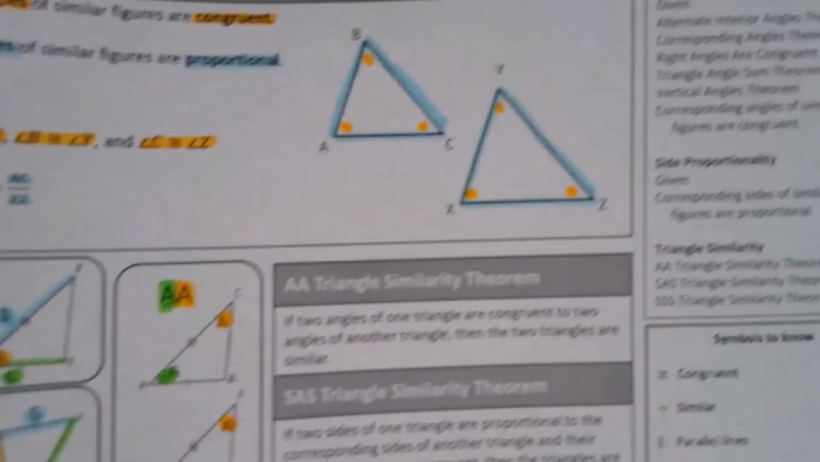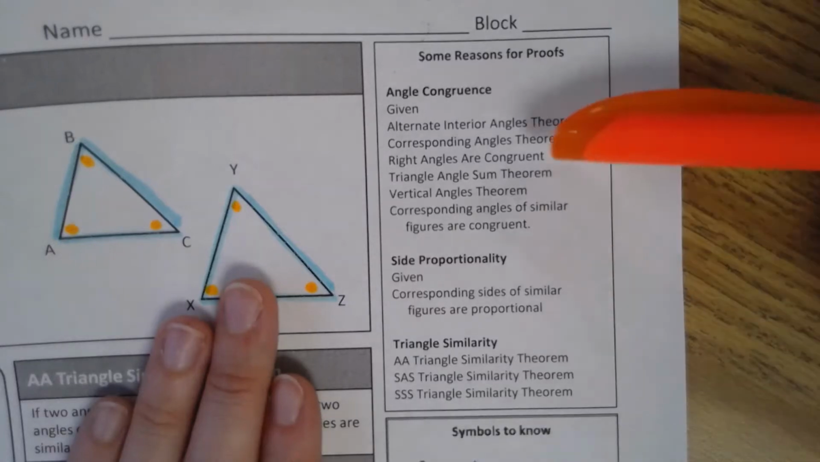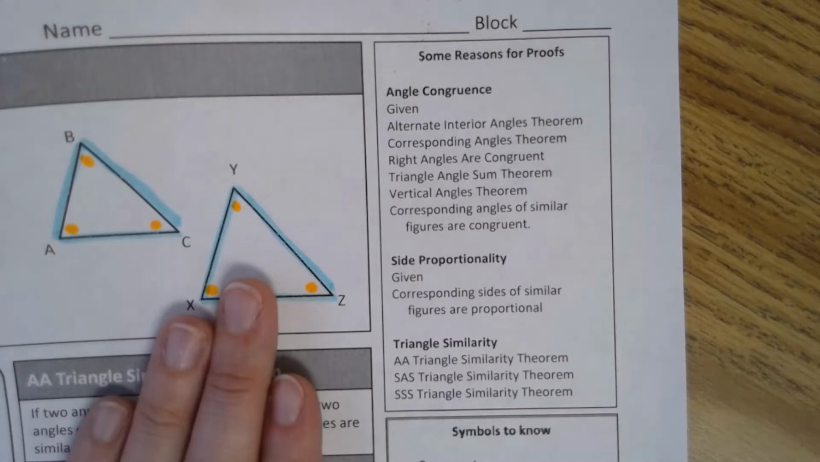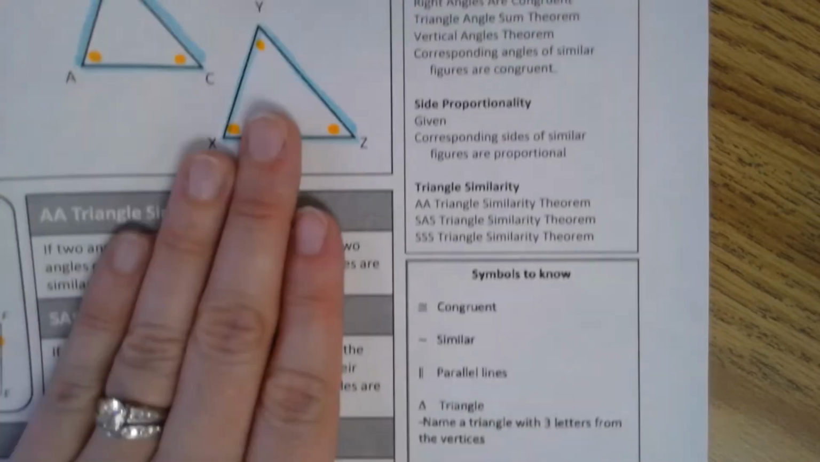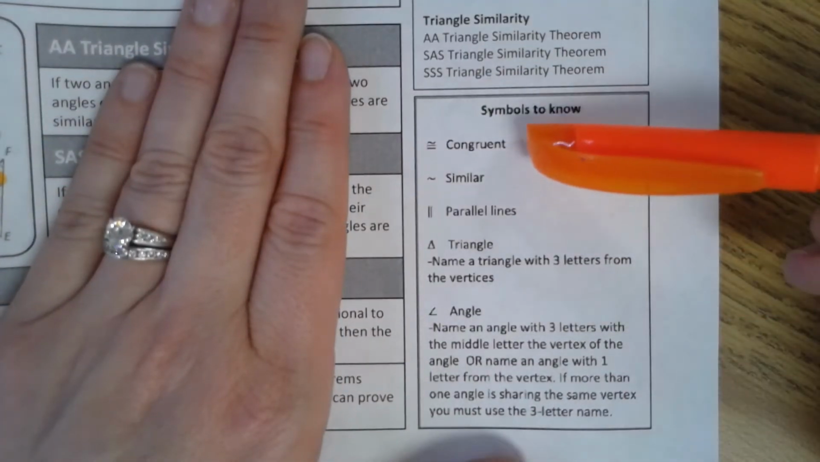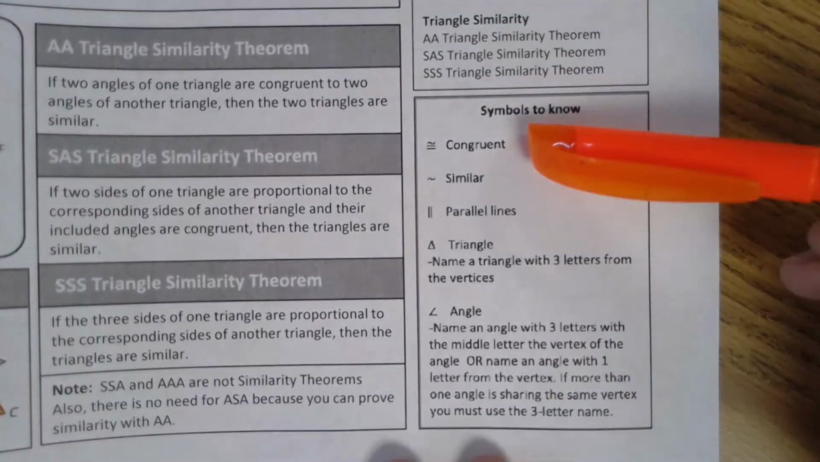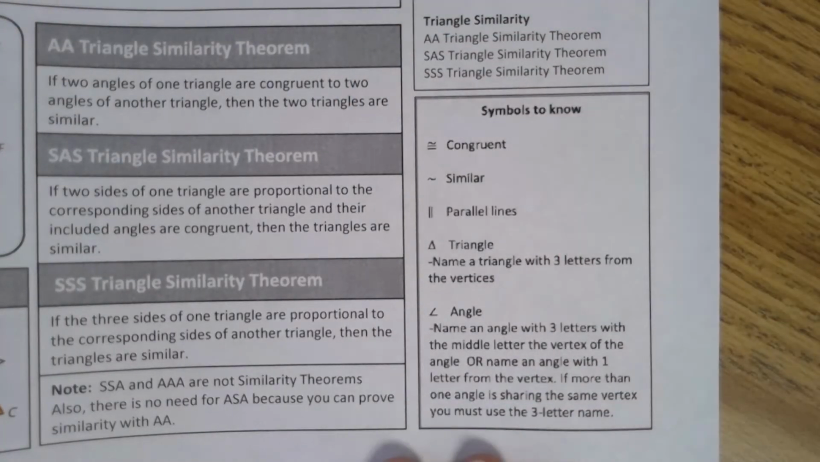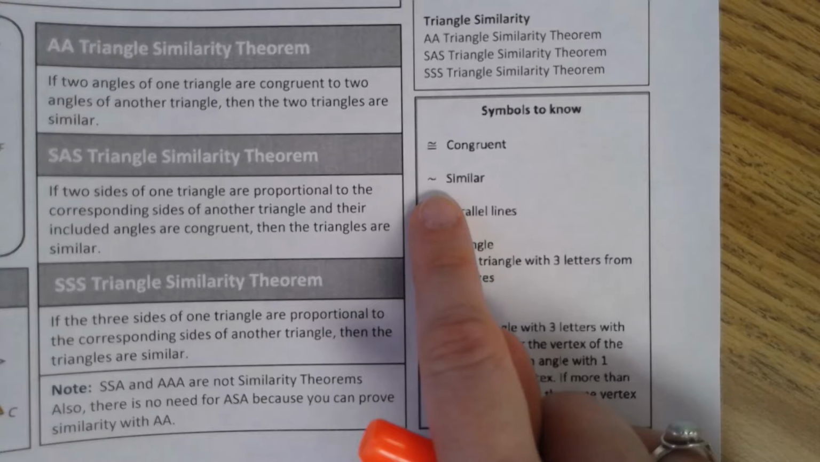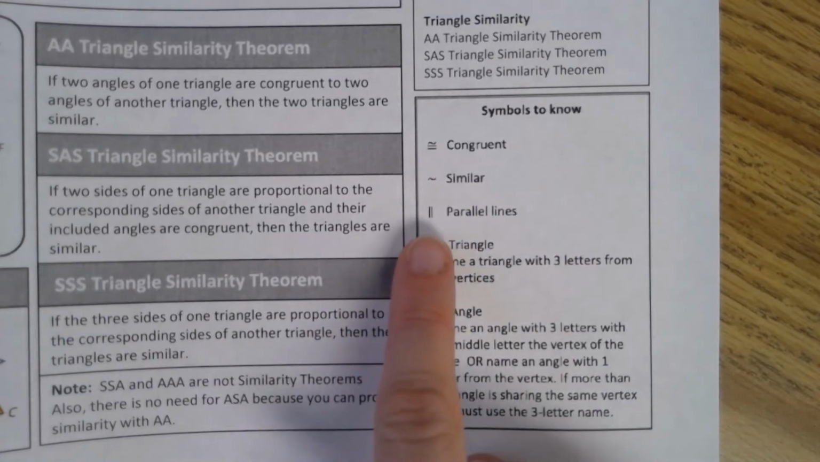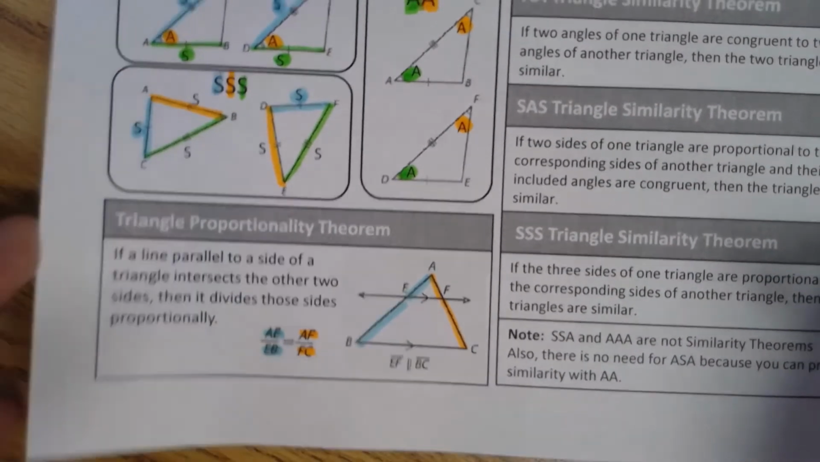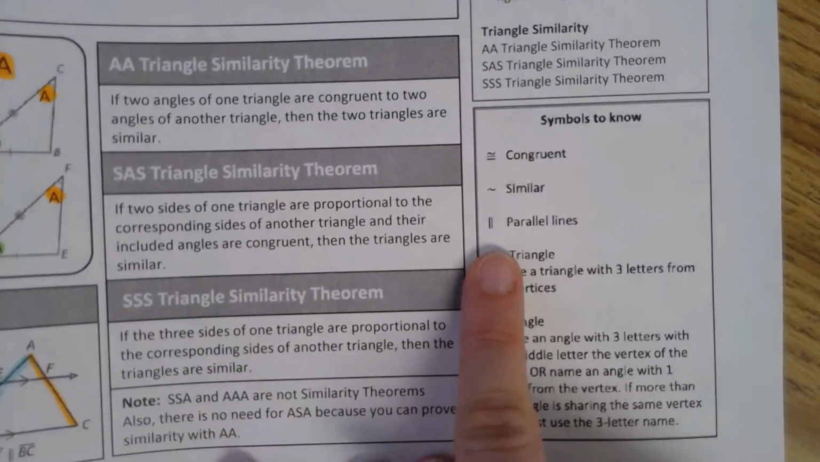So as we're doing some proofs, we have a list of reasonings that you can state when you're proving similarity. Also know some of these symbols. You should have previously learned about congruency. Of course, we need congruency even here now because our angles will have to be congruent, but then we're actually proving similarity of figures. We will work with parallel lines, especially when we see that triangle proportionality theorem. So know that parallel line symbol.